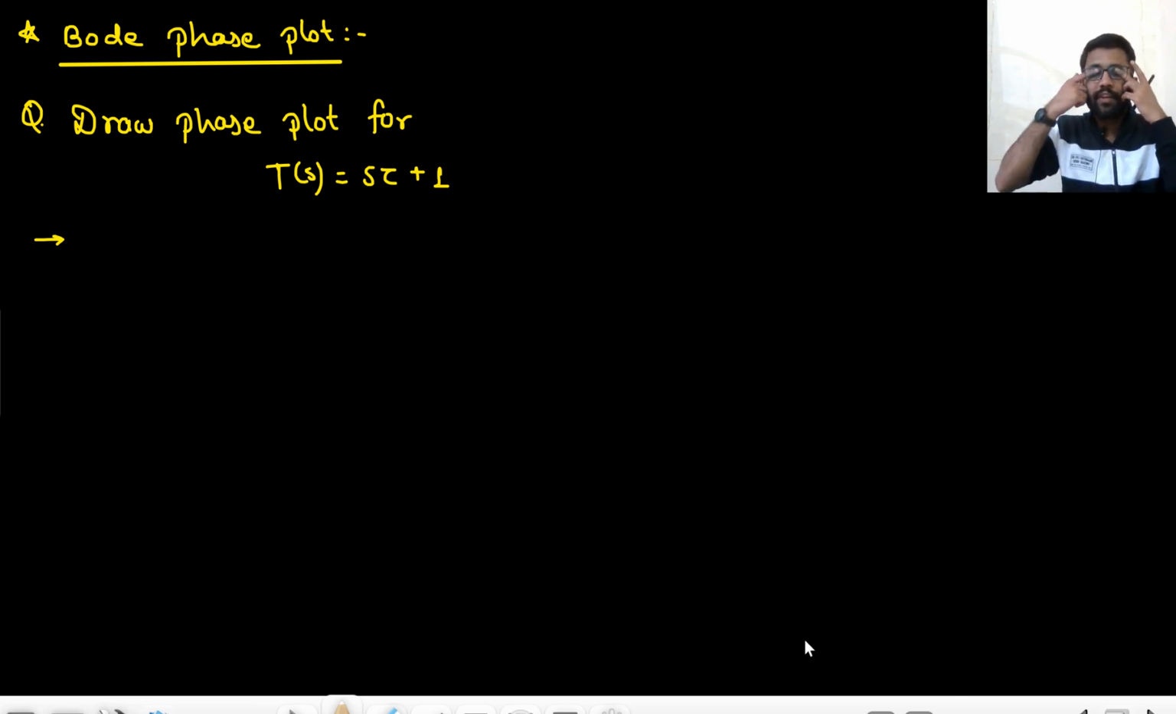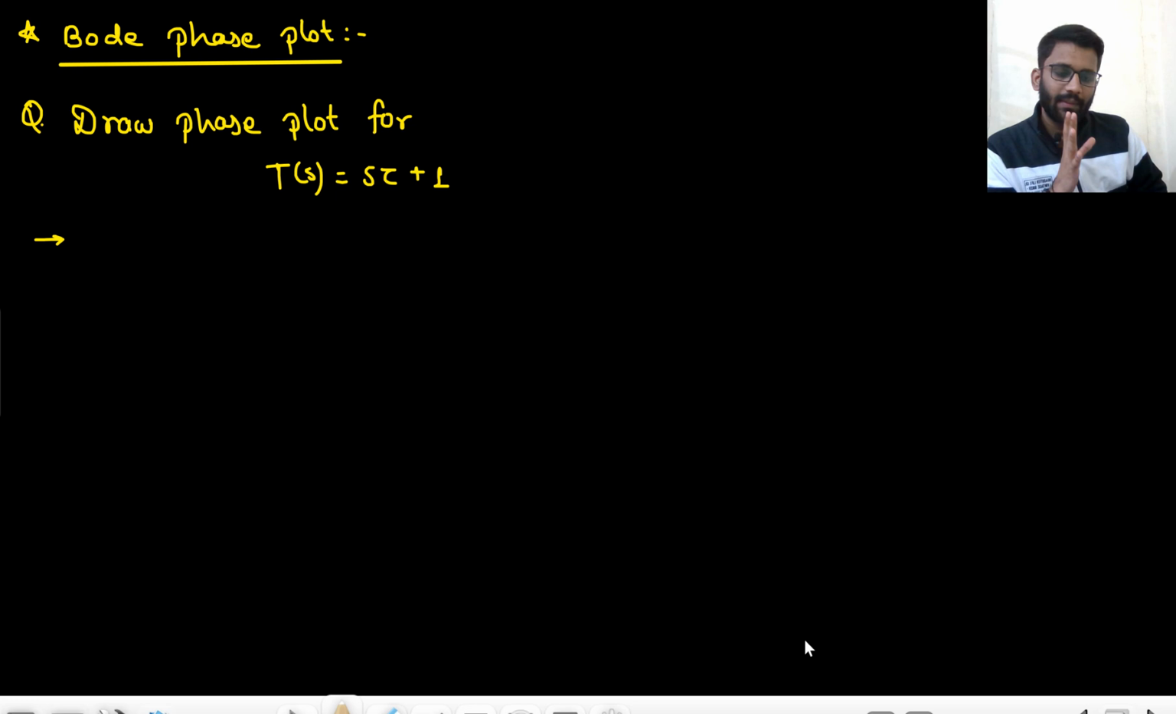Let's talk about the Bode phase plot now. Let's study the Bode phase plot now. The thing is, this is not mainly asked in the interview or even in the exam. You will see in the GATE exam or any other exam, the Bode phase plot is not discussed that much. The Bode magnitude plot is discussed, but not the Bode phase plot sometimes. But still we will study it.